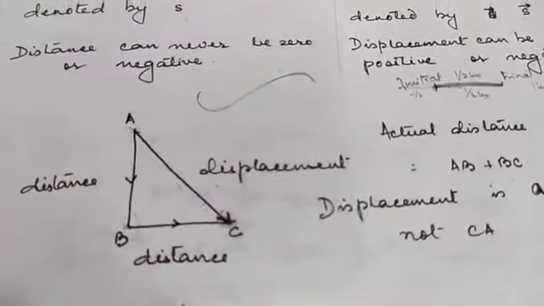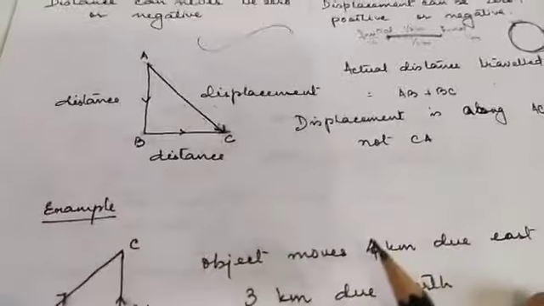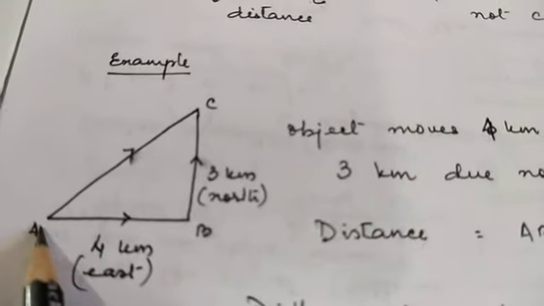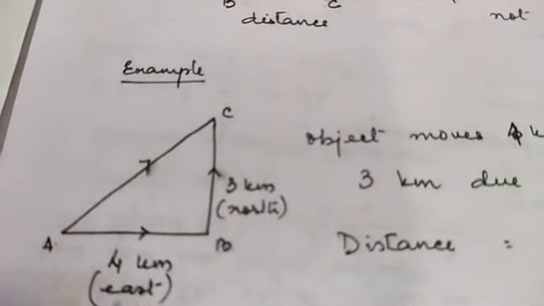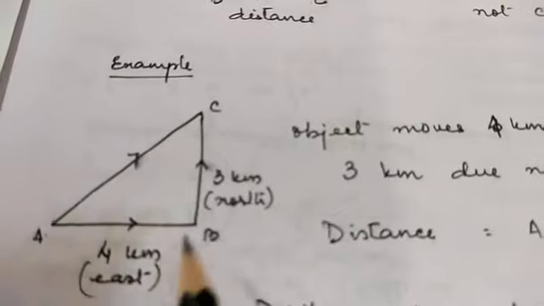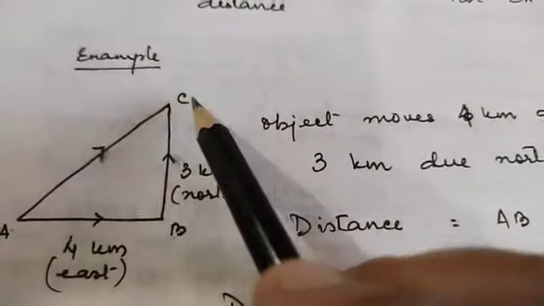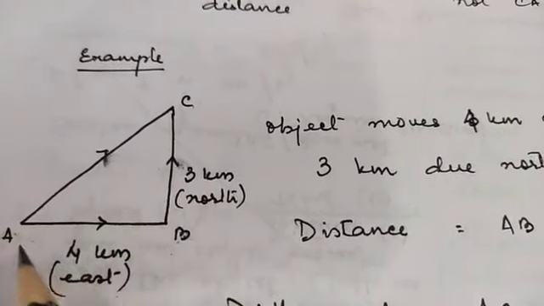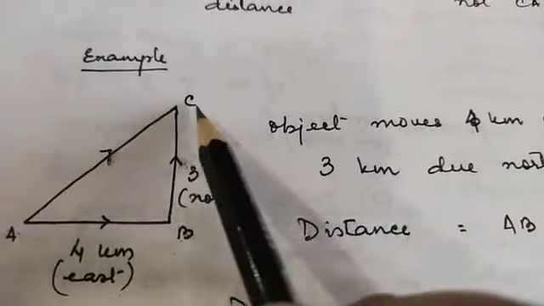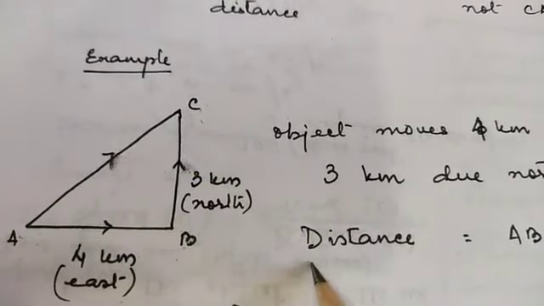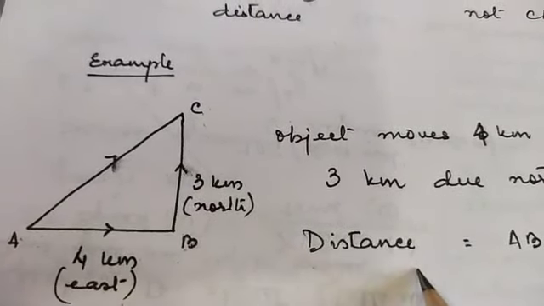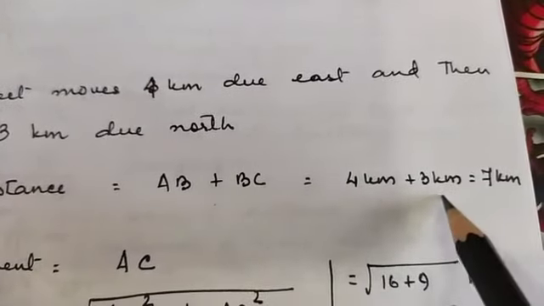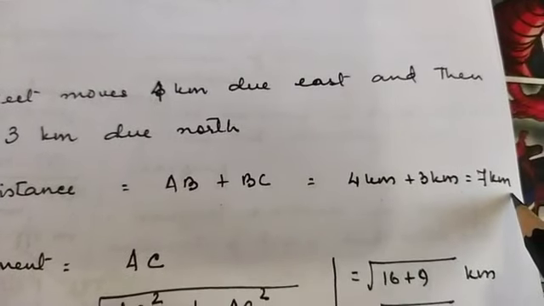Now let us take this figure. A short example. Suppose a body moves from A to B 4 km in the east direction, and then from B to C 3 km in the north direction. Then what is the distance? The distance is AB plus BC. Since distance does not need any direction, it is only going to be AB plus BC, that is 4 km plus 3 km, that is 7 km.